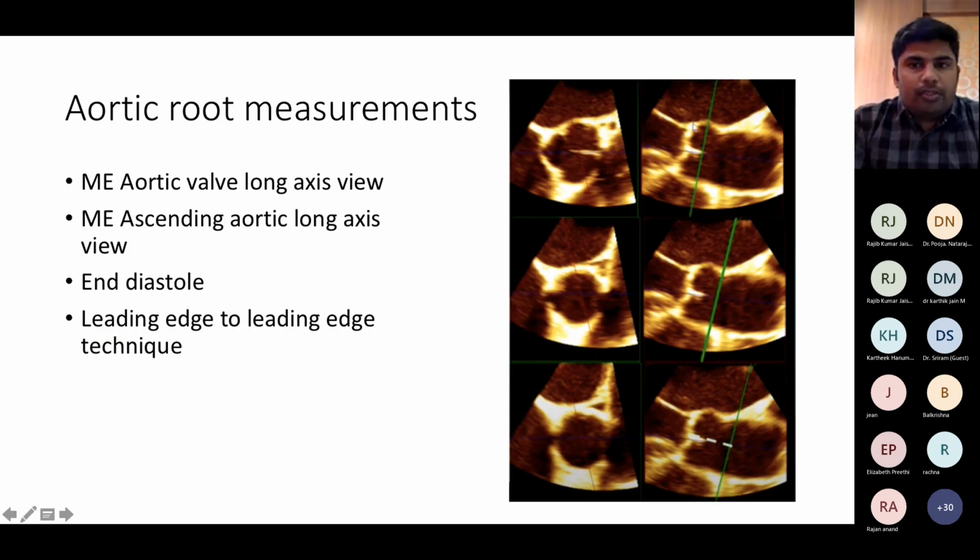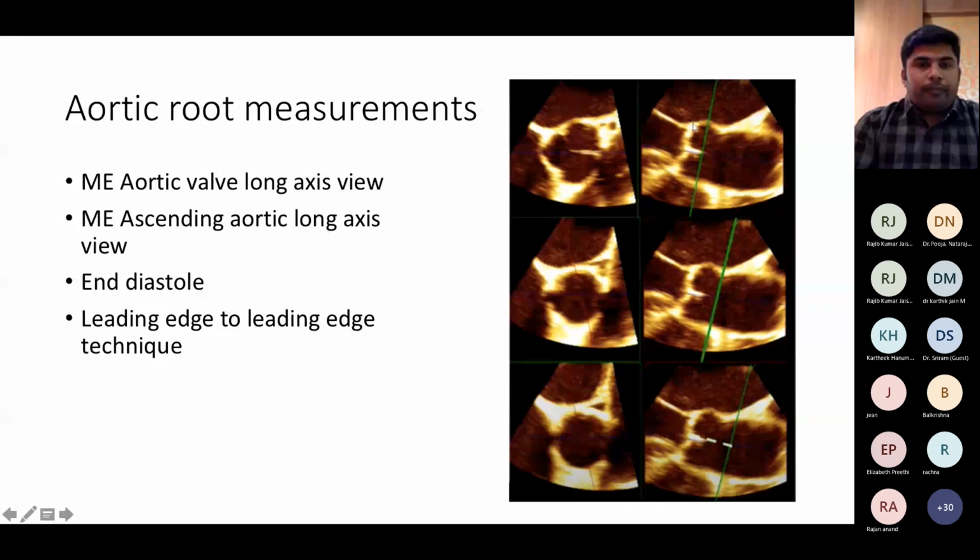For aortic root measurements, we need to take the mid-esophageal aortic valve long axis view and the mid-esophageal ascending aortic long axis view. All the measurements should be made at end diastole, where the aortic valve is closed. For uniformity, the measurement of diameter should be from the leading edge to the leading edge technique, not the inner edge to inner edge technique, similar to the aortic annulus. All calipers should be placed at a right angle to the long axis of the aorta.